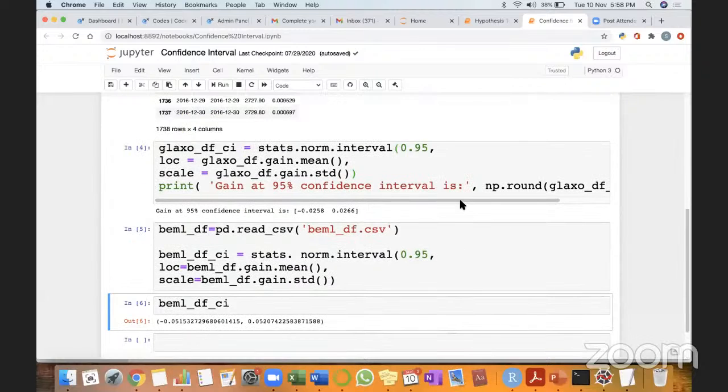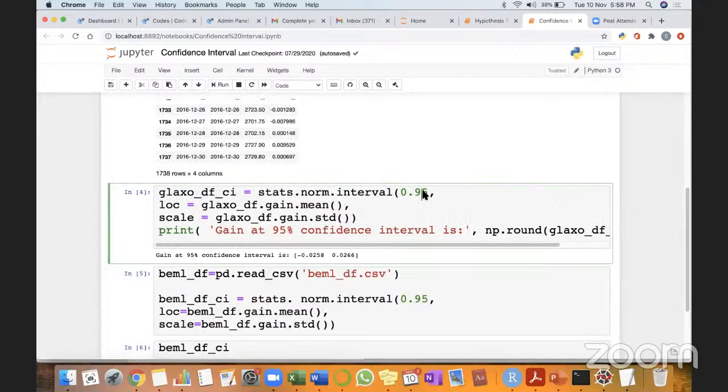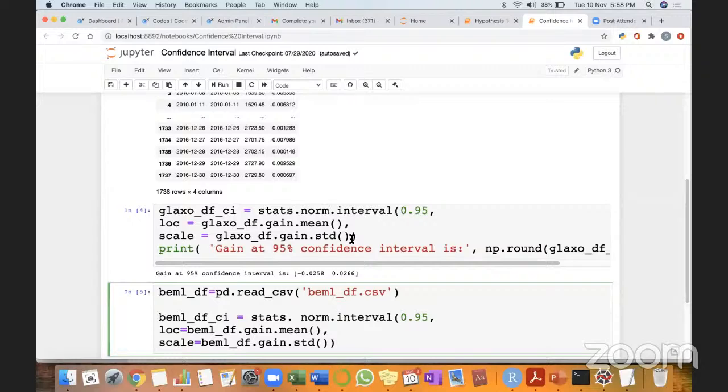So the code is pretty simple. Just import the required libraries. Then give the confidence level that you need, and give the mean value of the gains in the data set, as well as the standard deviation, then execute it. Do the same for BML also. All right. So let us take a 5 minute break now.